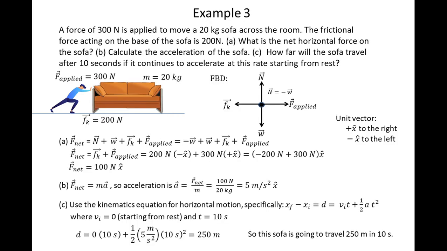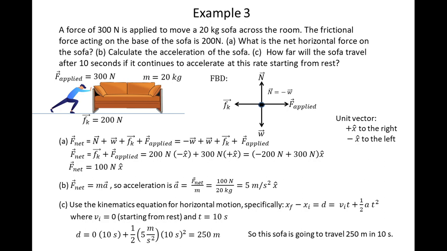In example 3, suppose that a force of 300 newtons is applied to move a 20 kilogram sofa across the room. The friction force acting on the base of the sofa is 200 newtons. A. What is the net force on the sofa? B. Calculate the acceleration of the sofa. And C. How far will the sofa travel after 10 seconds if it continues to accelerate at this rate starting from rest?